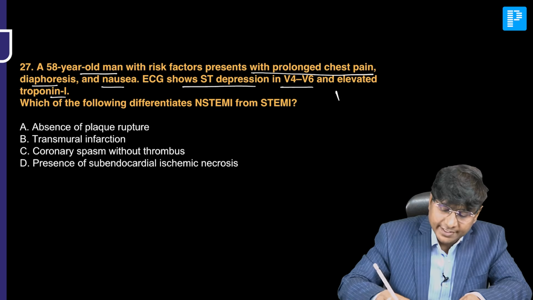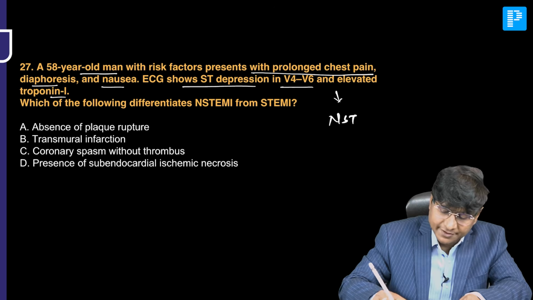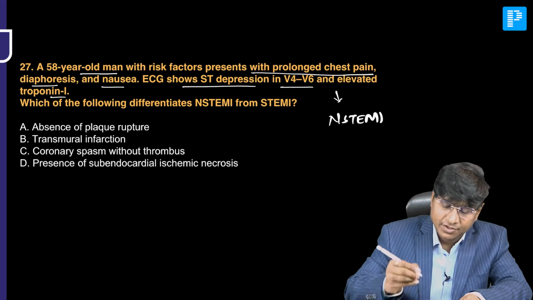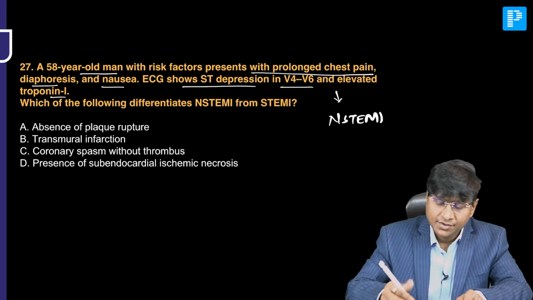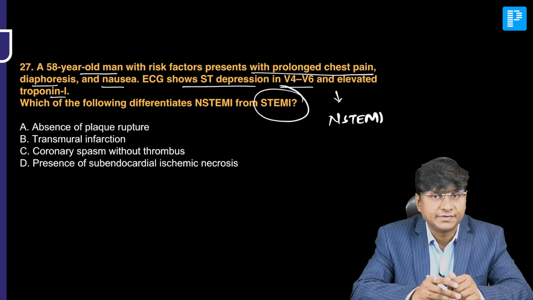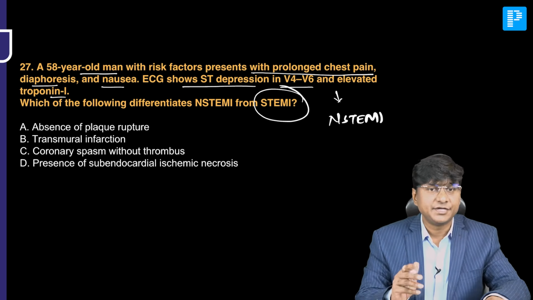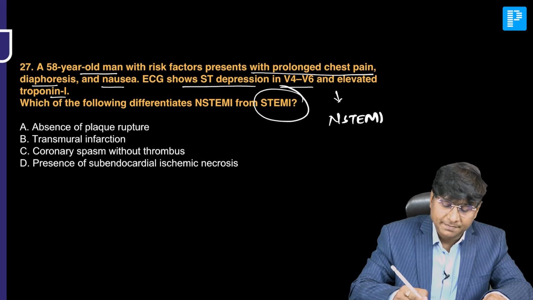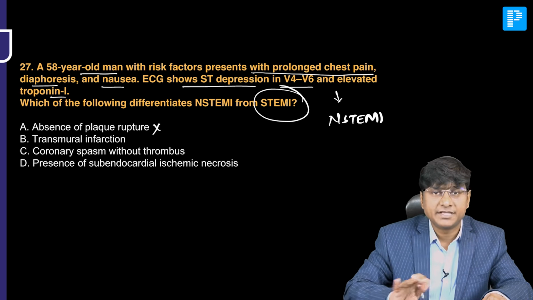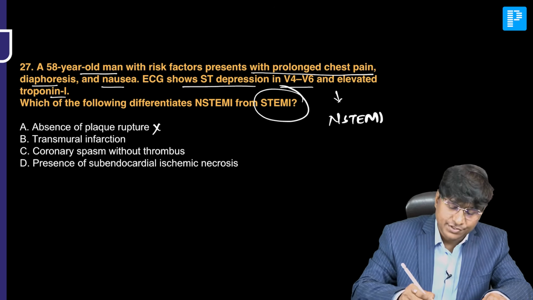So this clinical diagnosis is suggestive of NSTEMI. Why is it NSTEMI? Because there is ST segment depression, whereas in STEMI you will have ST segment elevation. Now, which one will differentiate? You see the options. Absence of plaque rupture? No. In both of them, there will be plaque rupture causing acute coronary syndrome.